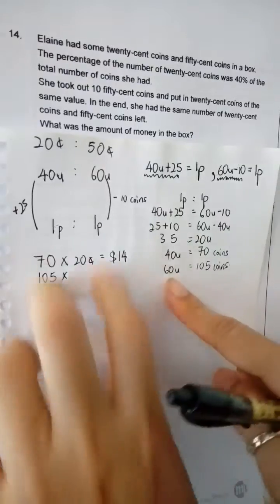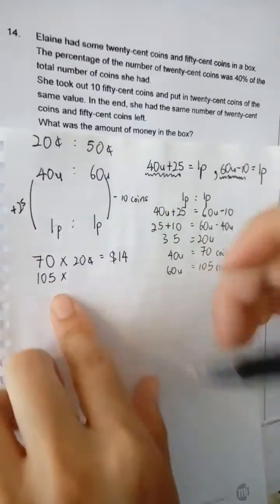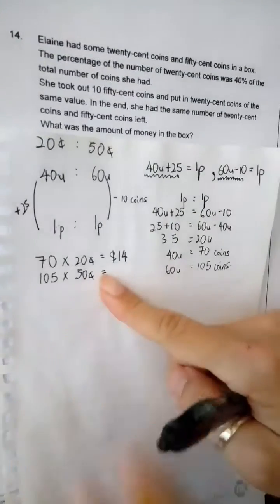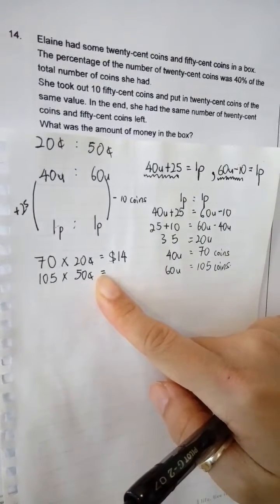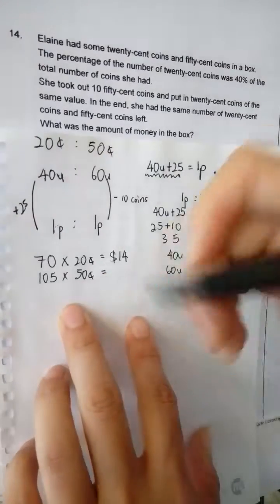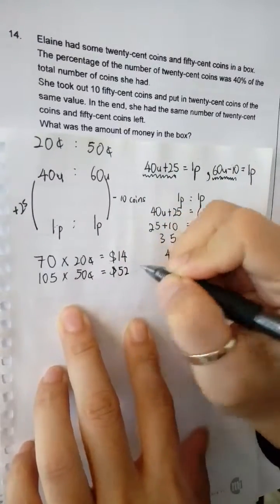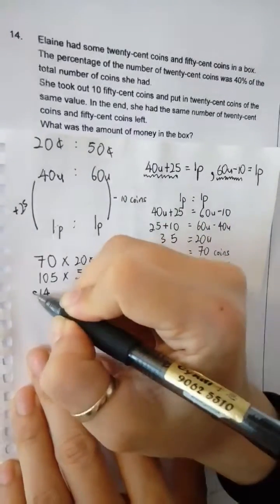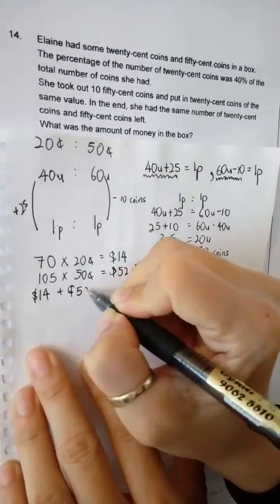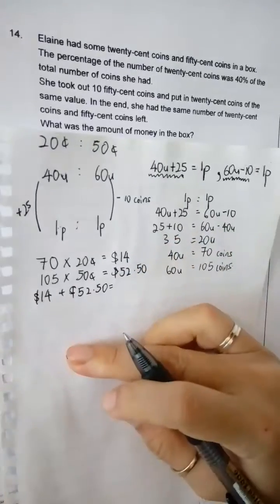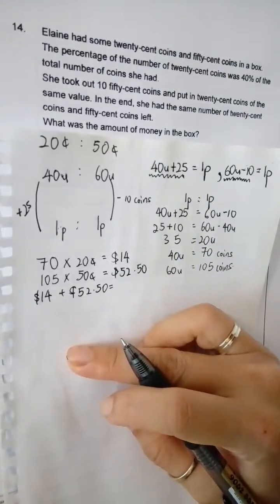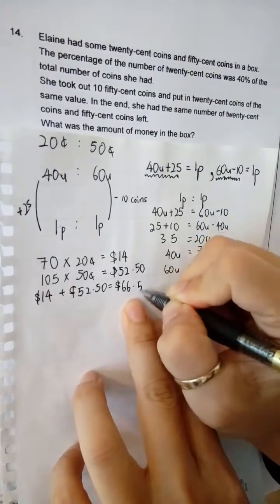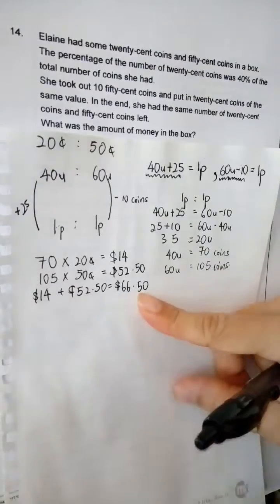So I have 60u of 50 cents, which is 105 coins of 50 cents. Did I say 60 cents? 50 cents, sorry. So you get $52.50 and $14, so the total is $66.50. Okay? Are we ready?